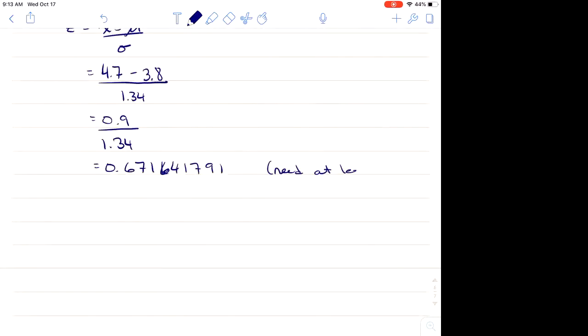You need at least 3 decimal places. I'll have to take marks off if you round too much. Why? Because we're about to use the table. The table gives us 3 decimal places, so we have to use at least 3 decimal places. So we're going to use Z is 0.672. Or if you want to use more decimal places, that's fine too.